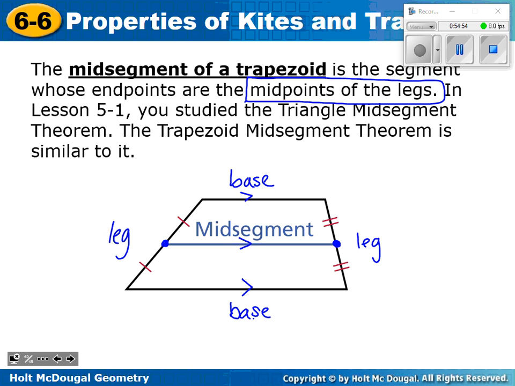The mid segment is not going to be half of this base, and it's not going to be half of this base, but it's going to be half the average, or half of the sum of those bases. So if this were, let's say, 4, and this were 6, then this should be halfway between 4 and 6, which would be 5, because 4 plus 6 is 10, and if I take 10 and divide it by 2, I get 5. So it's going to be the average of your bases. Does that make sense? A triangle only had one base. A trapezoid has 2, so we're going to have to average them.